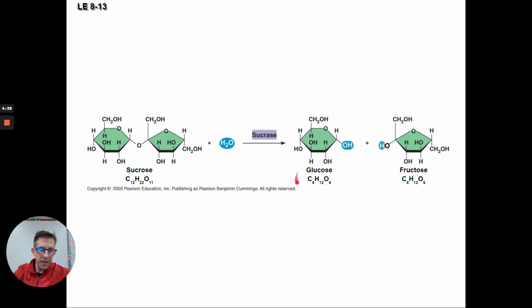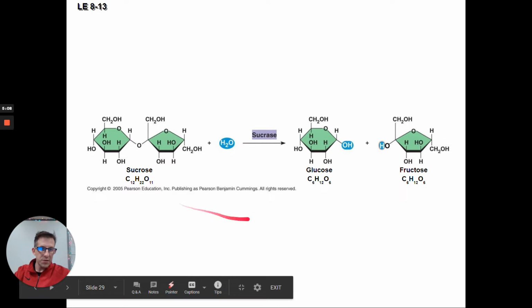Then they tell you that the breakdown of this turns sucrose into glucose and fructose. Okay? But it also includes here over the arrow, just like I had said, this catalyst known as sucrase. And so sucrase is added to this chemical reaction to make the transition between sucrose and glucose and fructose more smooth, okay?